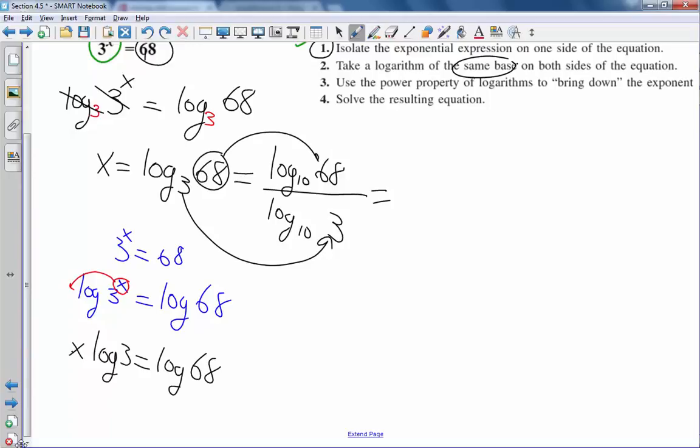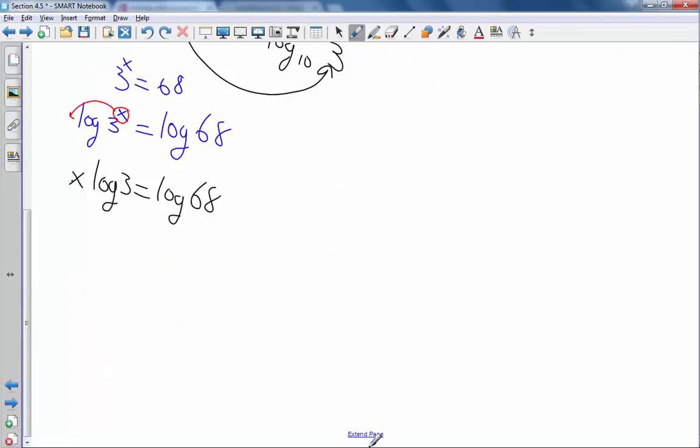Guess what I'm going to do next? I will divide both sides by log 3. Cancel.